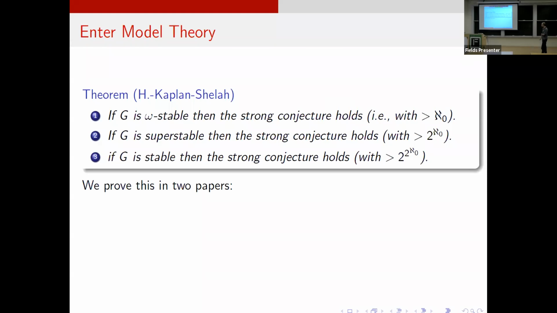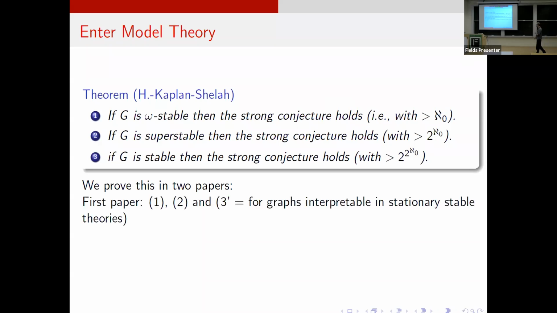So we proved this in 2 papers. In the first, we proved 1 and 2 and a version of 3, which was not for any stable graph, but only for stable graphs interpretable in a stationary stable theory. And a stationary stable theory is one where every type is stationary over anything.